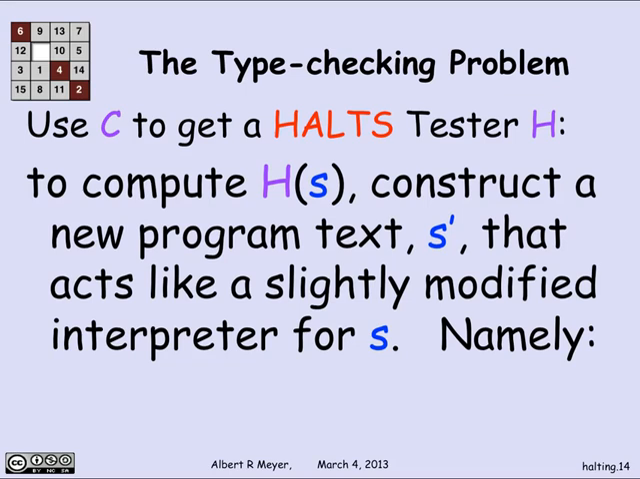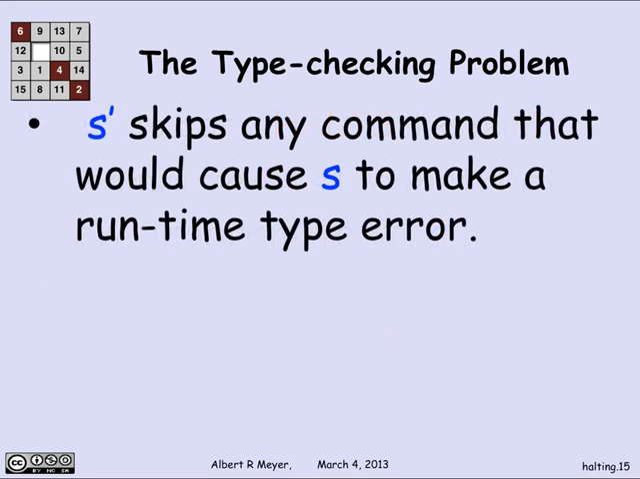Given argument S, it's going to construct a new program that's a small modification of S. It's going to construct this new program, S prime, that acts like an interpreter for S. So S is a computer program or procedure. I want to know whether if you just run it, it'll halt or not. I'm going to tweak it a little bit so that S prime acts like S, but in a slightly modified way. And here's how S prime works.